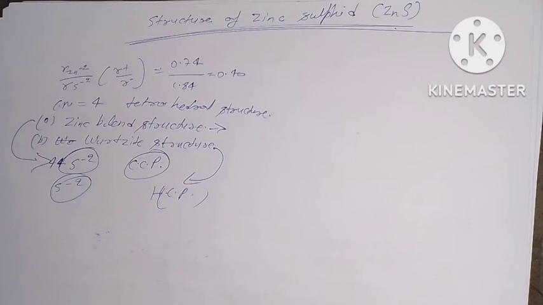Okay, thank you. The structure of zinc sulphide is ended, and the next structure, the structure of AX2 type compounds, we will study in the next heading, in the next video. Okay, thank you.